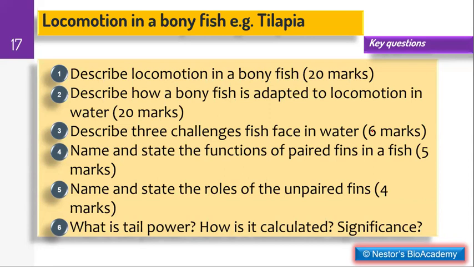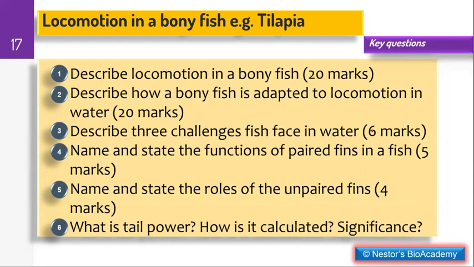Remember, water is a relatively viscous medium, and moving in water is different from moving terrestrially like we do. So, of course, there are challenges that the aquatic medium presents to the fishes compared to other organisms that just walk on land. We always have various types of fins in fishes. We have paired fins and unpaired fins. You need to be able to identify them and state their roles. And then, finally, something about the tail power. What is it in a fish? How is it calculated? And what is its significance?